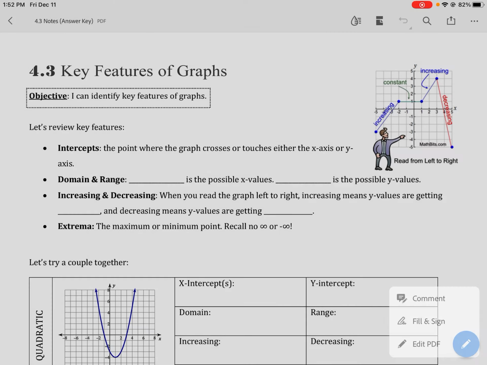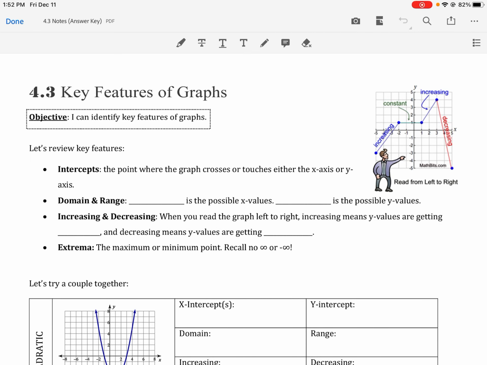Okay, today we're going to go ahead and take a look at key features of graphs. So we're going to give you some graphs, and we're going to identify the key features. Your intercepts are the points where it crosses or touches either the x or y axis of your graph. Domain is the possible x values, and range is the possible y values.